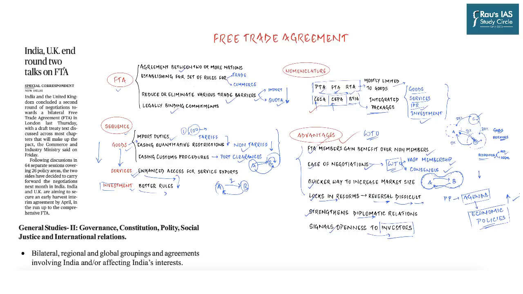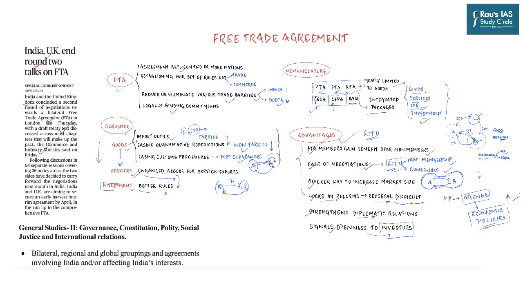First news which we have taken: India-UK end round 2 talks on FTA, or free trade agreements. So India and UK have concluded their second round of negotiations towards a bilateral free trade agreement in London last Thursday, with a draft treaty text discussed across most chapters that will make up the pact. This has been released by the Commerce Ministry.